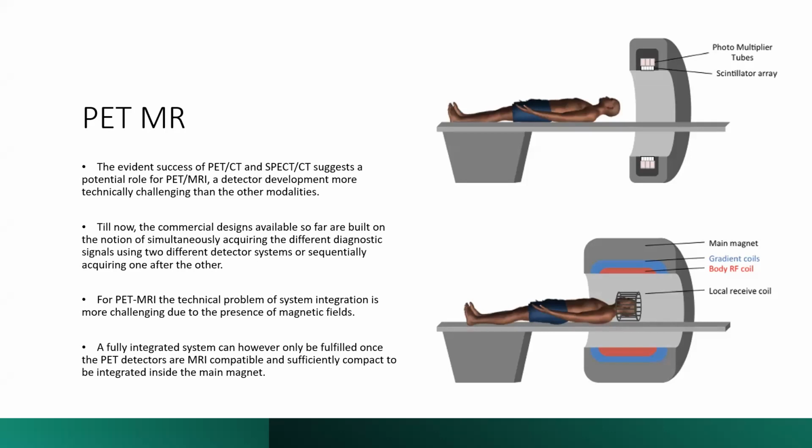So what was the solution? In history, they wanted to make the two gantries with a distance between them, or they wanted to shield the PET detector. But the most proper solution at the end was the introduction of a new detector compatible with MR.